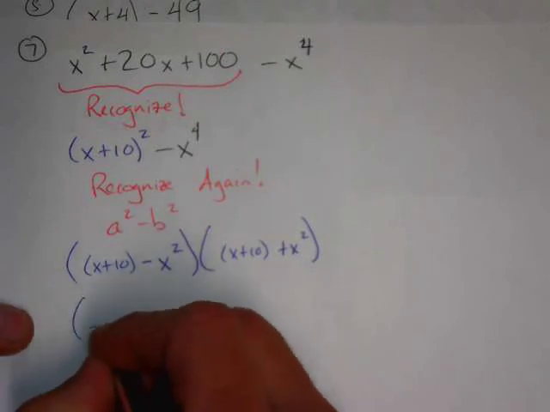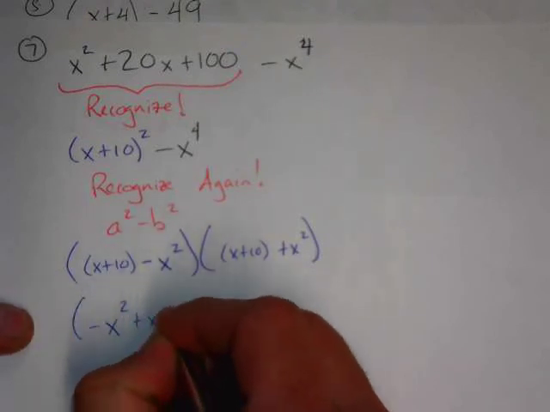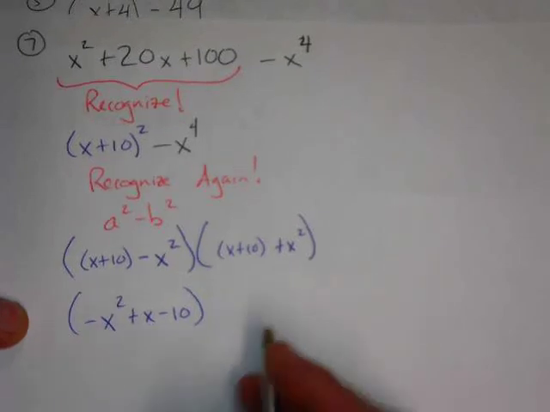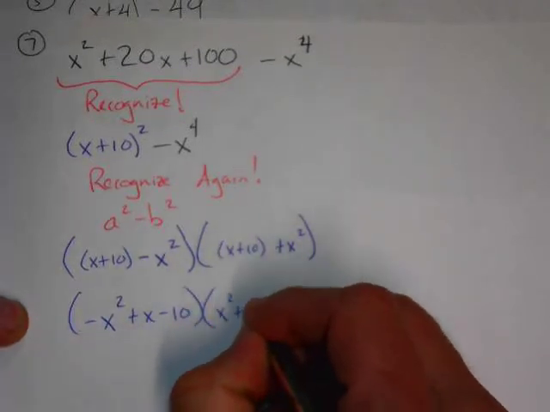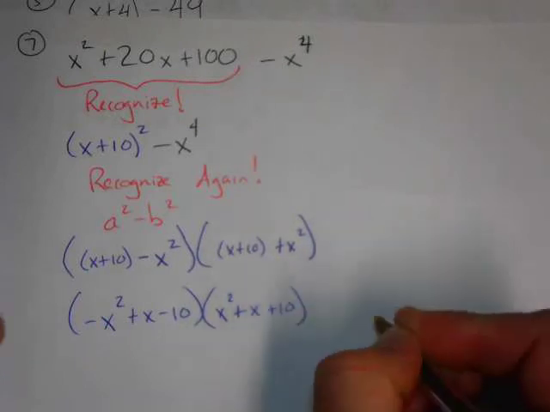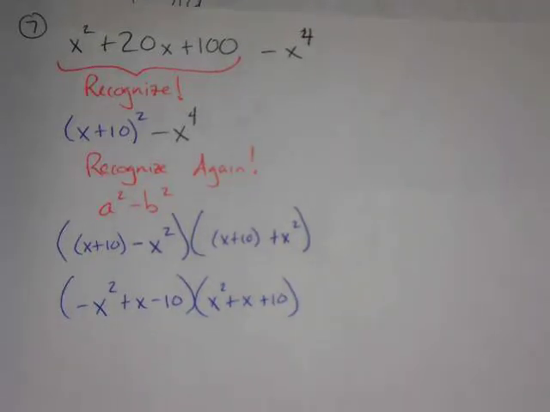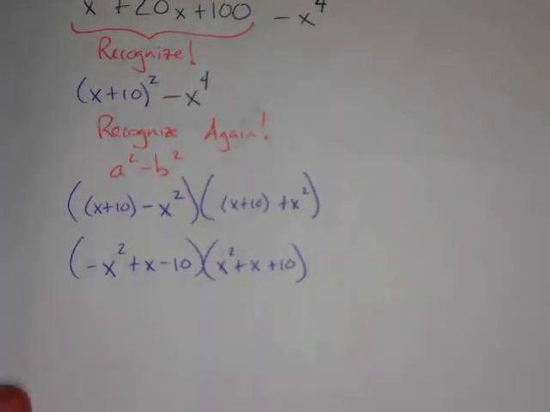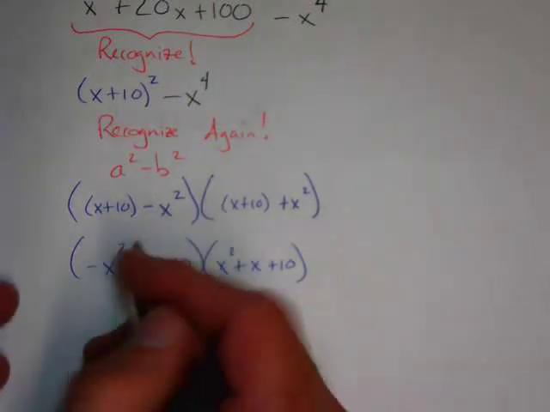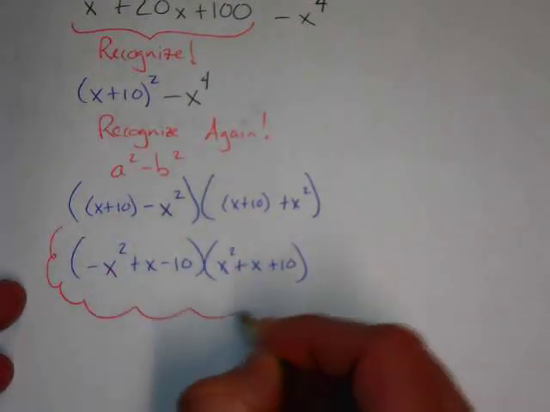So we could have negative x squared plus x minus 10, that trinomial, and then x squared plus x plus 10, that trinomial. And we know that we can no longer factor either of these, because there are no numbers that multiply to 10 but add to 1, and no numbers that multiply to 10 but add to 1. So we're done. This is the completely factored form of the original expression.